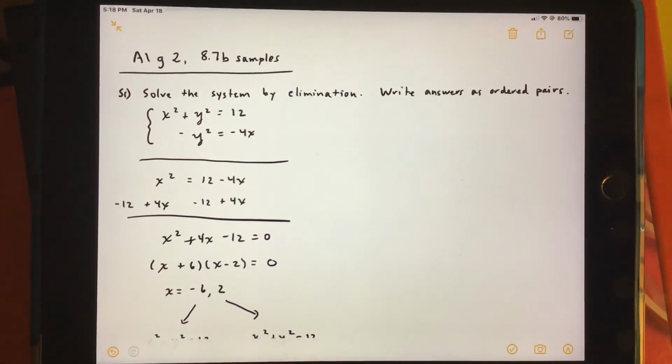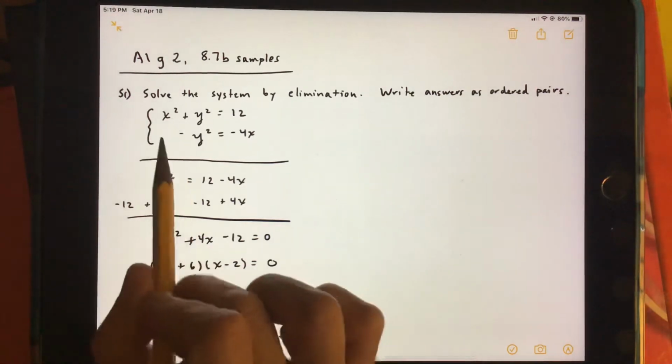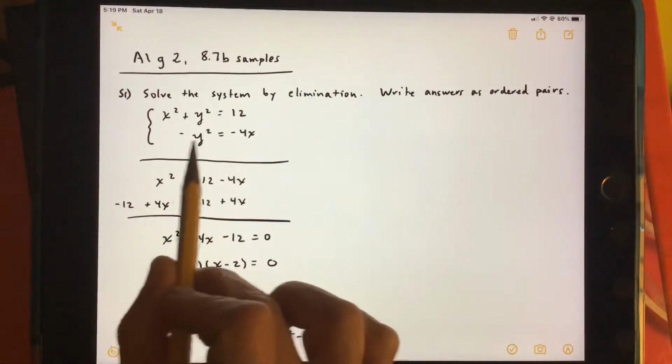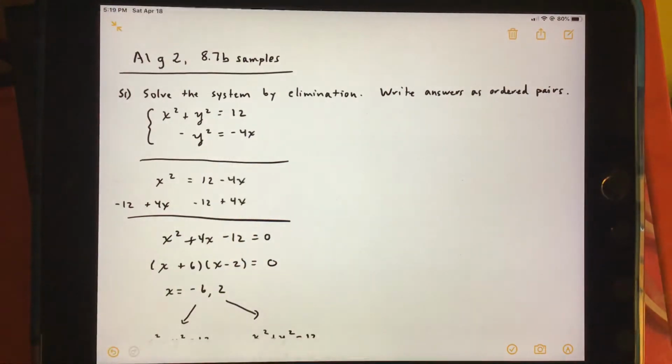Hello, Algebra 2. Here we are in our last lesson in Chapter 8. So we're going to take a look at our samples for 8.7b, where we're solving systems that have quadratic equations in them. So our first sample, we're taking a look at solving these two equations. This is a circle equation, and down here we have an equation of a parabola. So we're looking to see for this circle and for this parabola where they intersect each other.